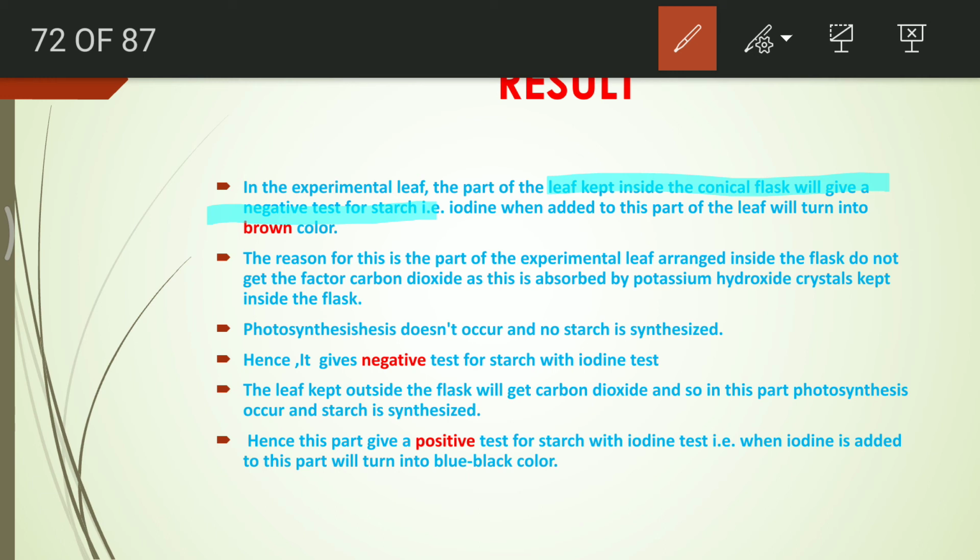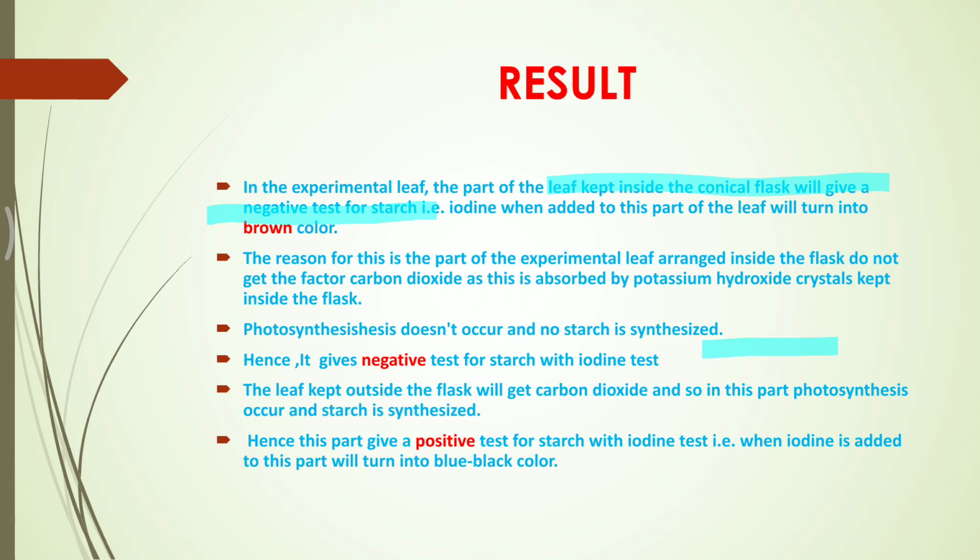The leaf which is kept out of the flask will perform photosynthesis because carbon dioxide is available to it, and hence will show a positive iodine test for the presence of starch.